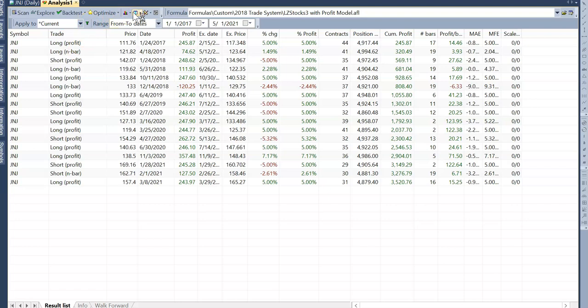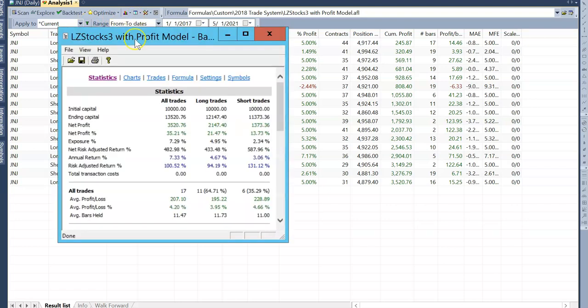It looks like about 15 or 19 of them. Let's see what... 17. And you made $3,500 over a 4-year period of time, which is an annual rate of 7.33. So that's better than the bank at 3%. And you did it in 17 trades, and that's going to be about 3 or 4 a year.